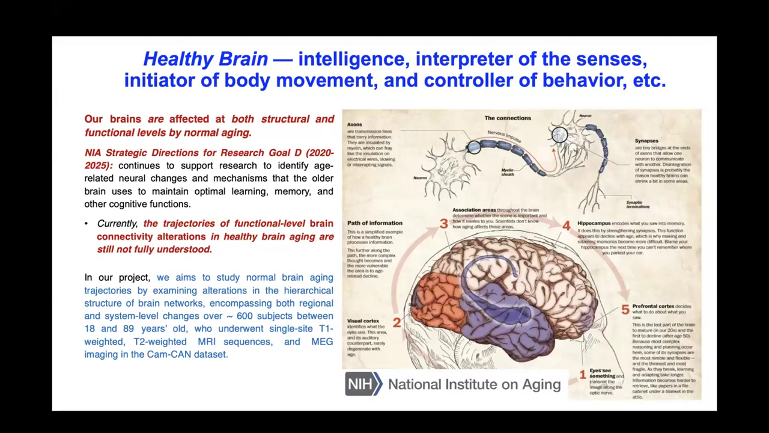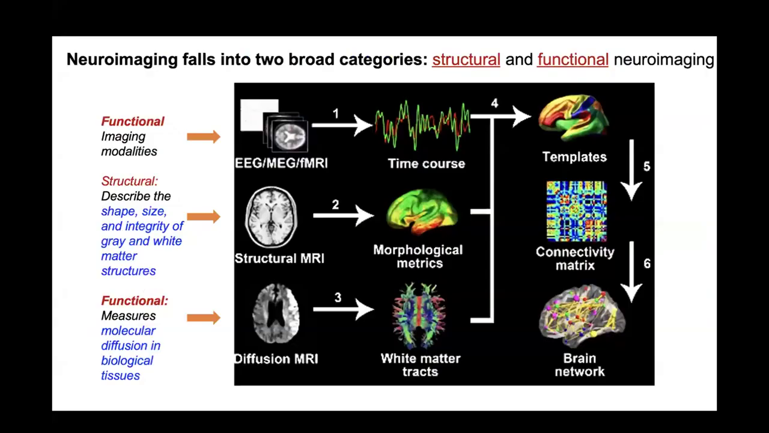But currently, the studies about the trajectories of functional-level brain connectivity alterations in healthy brain aging are still not fully understood. It's very limited. In our project, we aim to study normal brain aging trajectory by examining alterations in the hierarchical structure of the brain networks, including both brain regional level and subnetwork level changes, over around 600 subjects between 18 and 89 years old, with different imaging modalities like T1 structural MRI and also MEG functional neural imaging data.